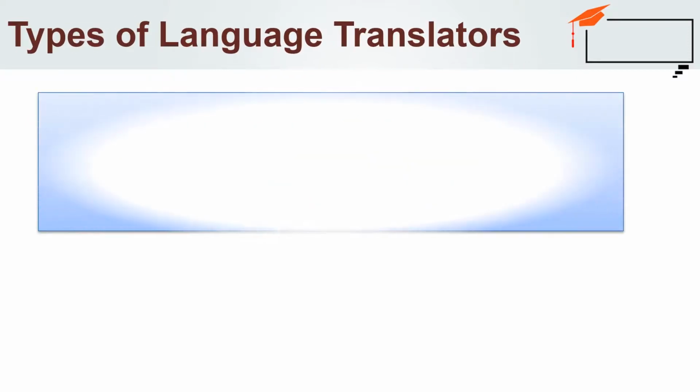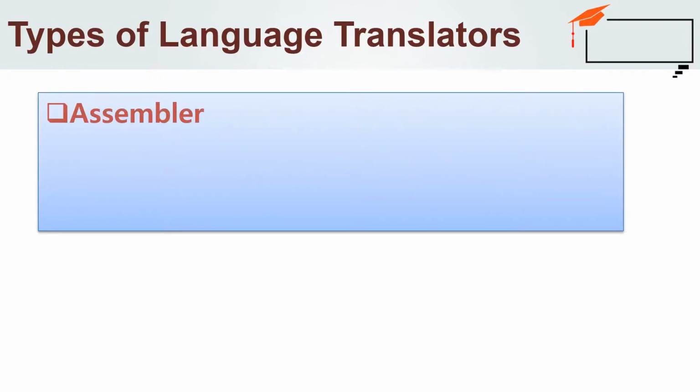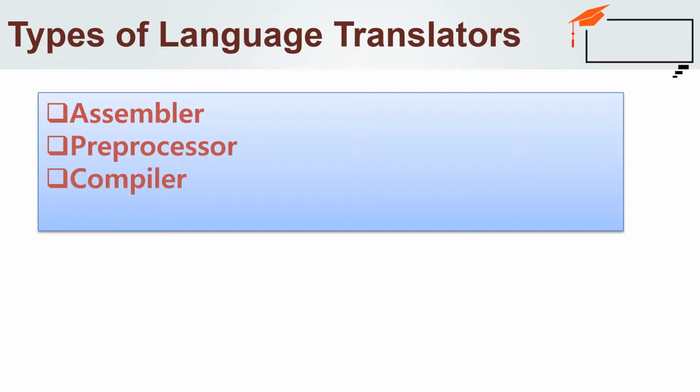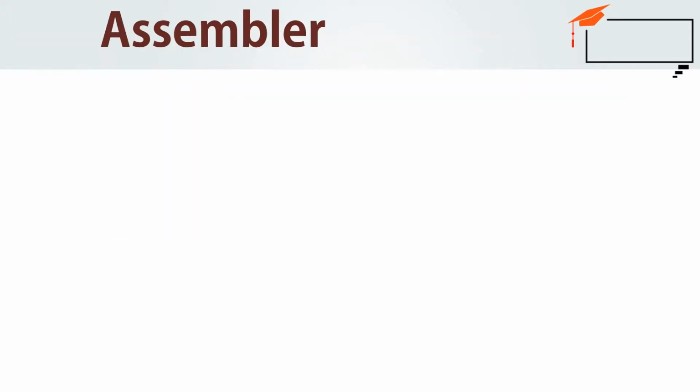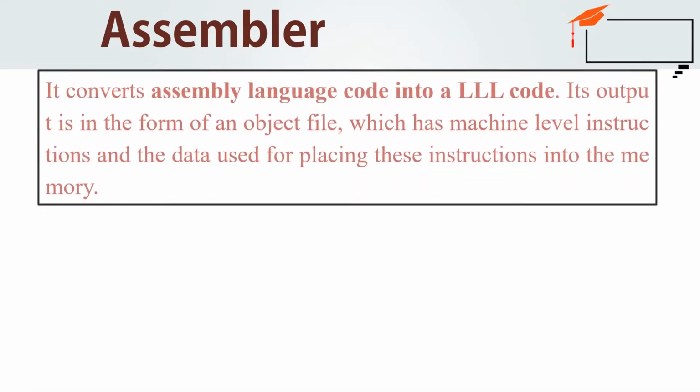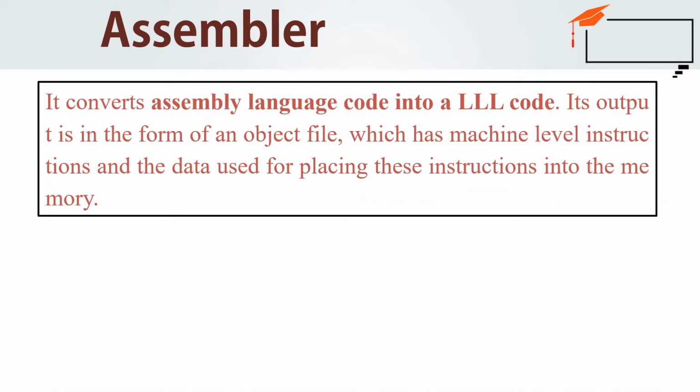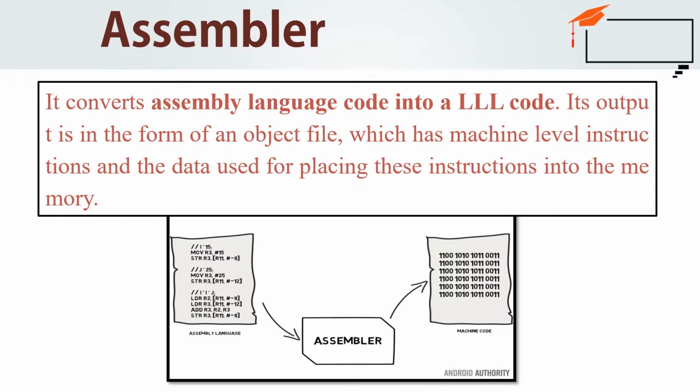Types of language translators: we have the assembler, preprocessor, the compiler, and the interpreter. Let's take the assembler. It is a program that converts assembly language code or source code into machine code or object code. Its output is in the form of an object file, which has machine-level instructions and the data used for placing these instructions into the memory. Generally speaking, a program that converts an assembly program into a machine program is an assembler.